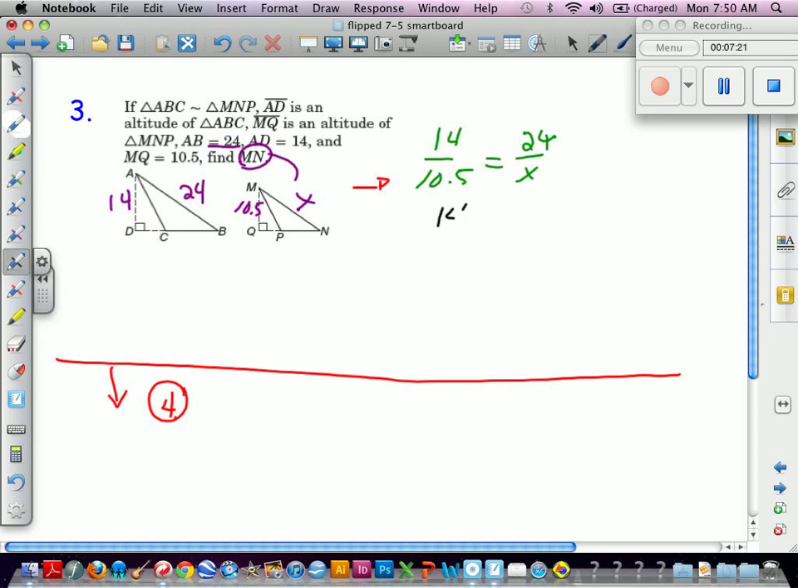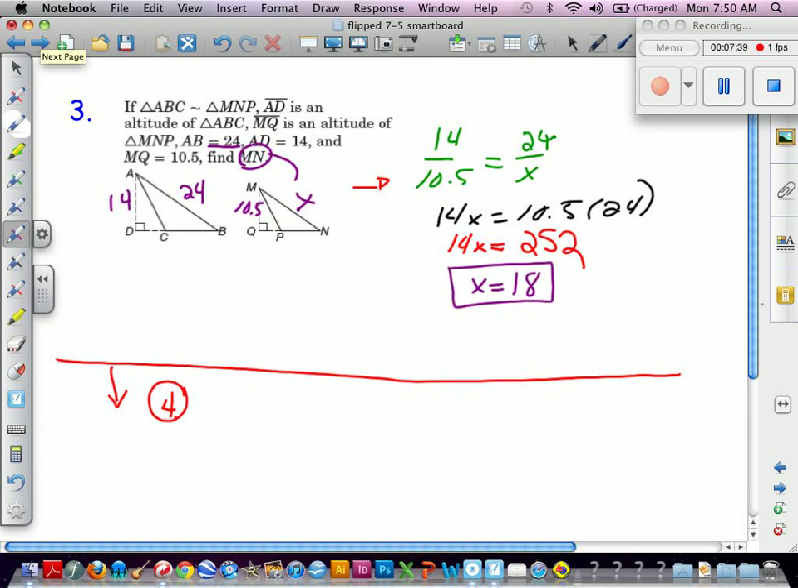You have 14x is 10.5 times 24. You have 14x equals 252. Dividing by 14, x is 18.